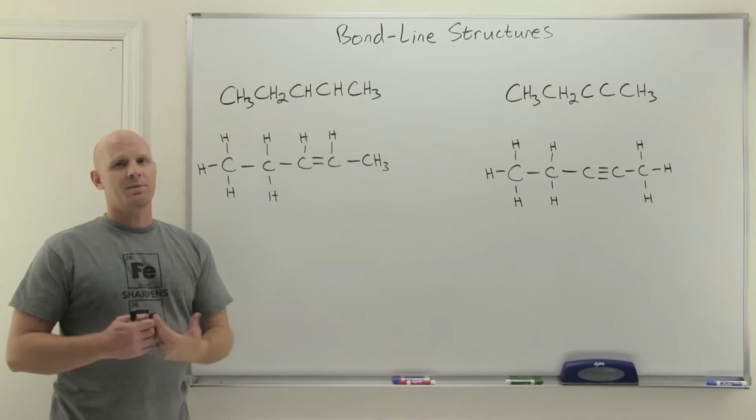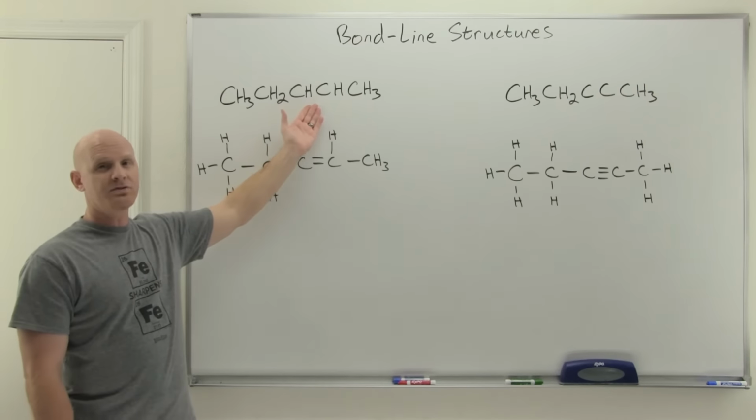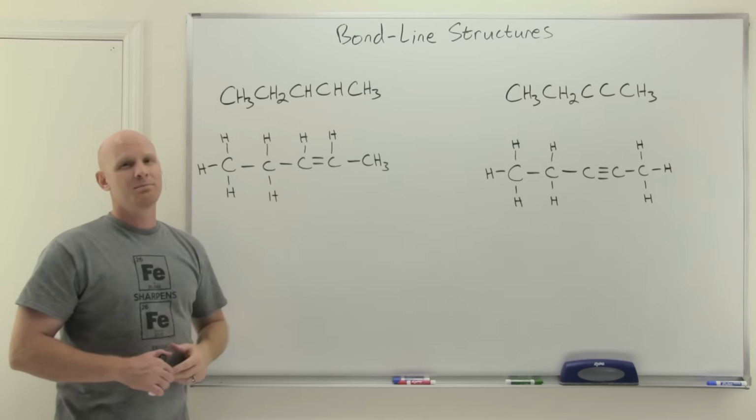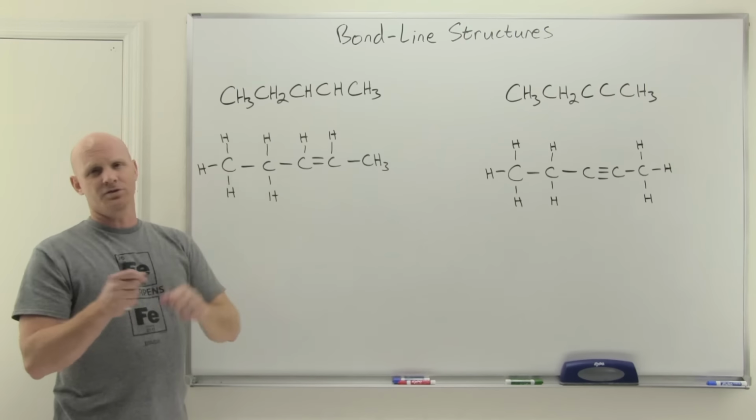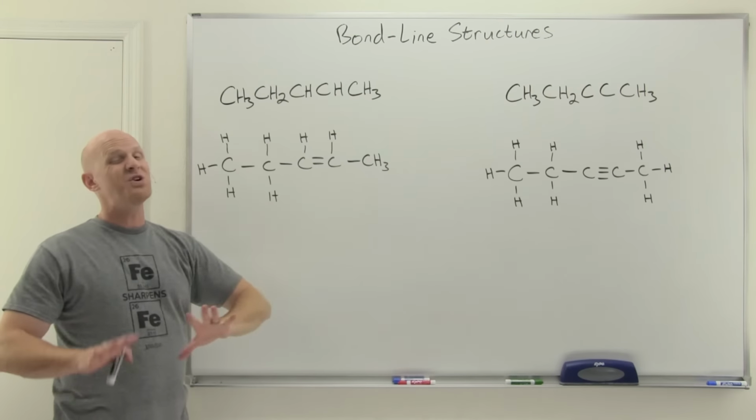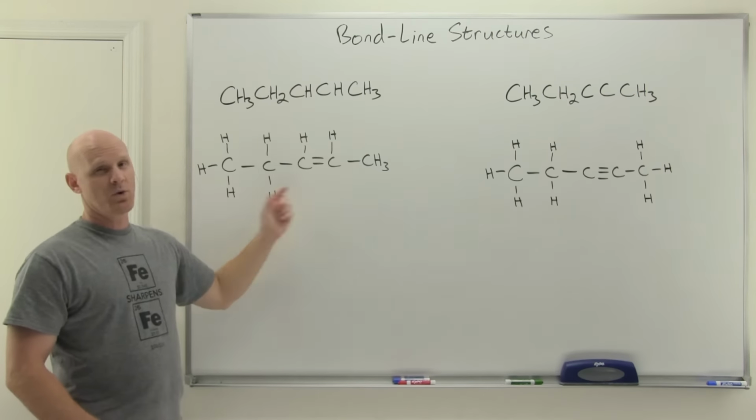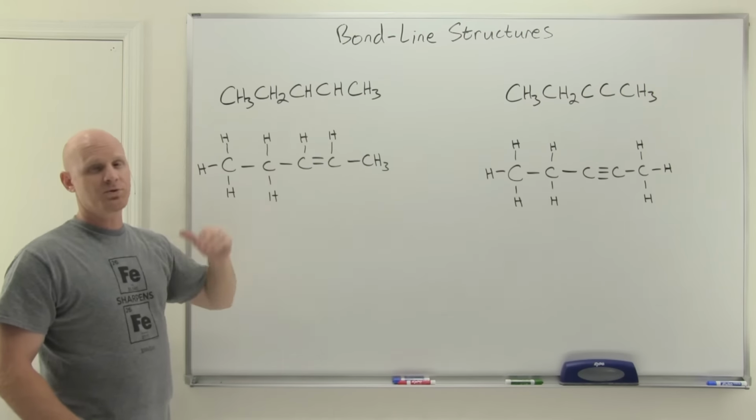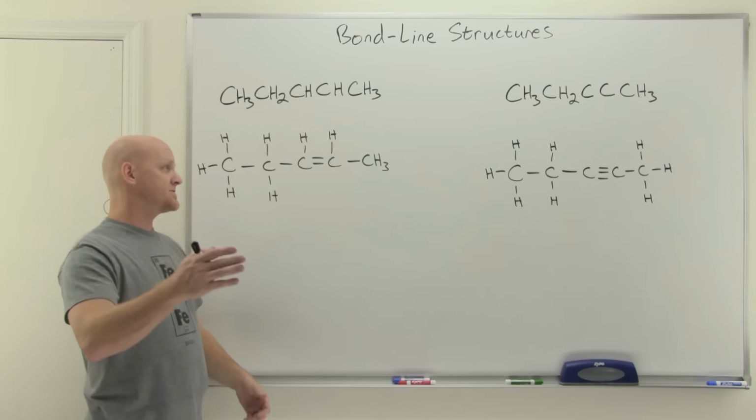Now, eventually you'll get pretty good at this, and whether you draw it in the condensed formula or the bond line, you'll pretty much be good at converting those back and forth without having to go through the Lewis structure. But for now, I would highly recommend going through the Lewis structure to get back and forth between the condensed structure and the bond-line structure.